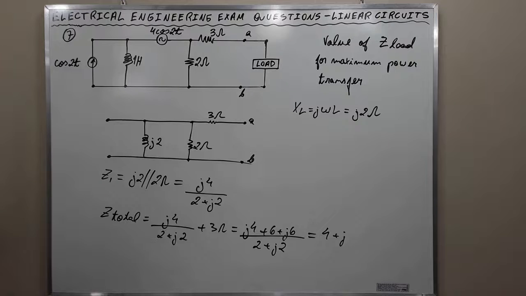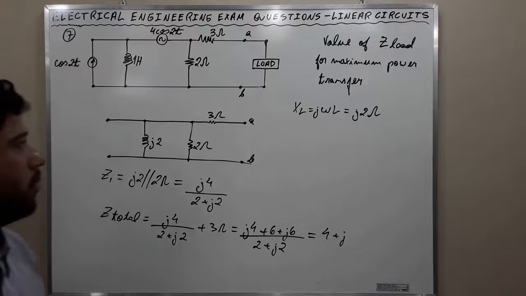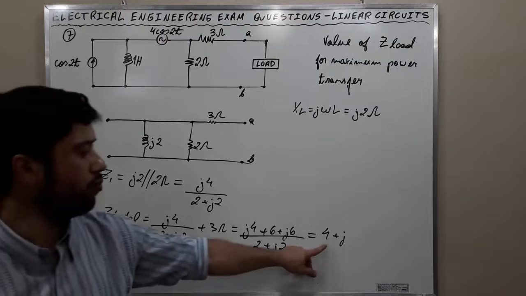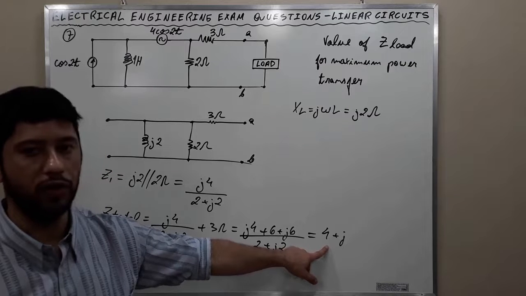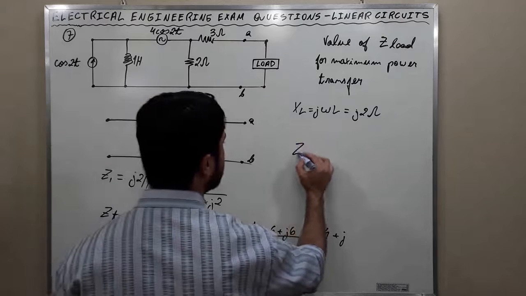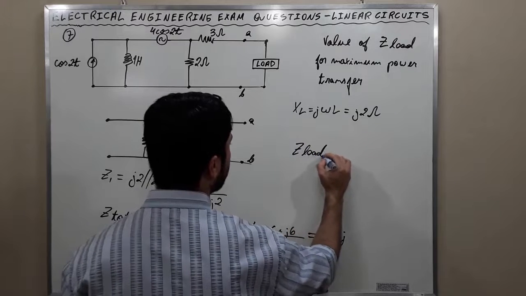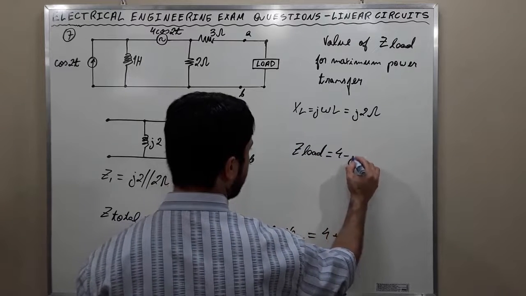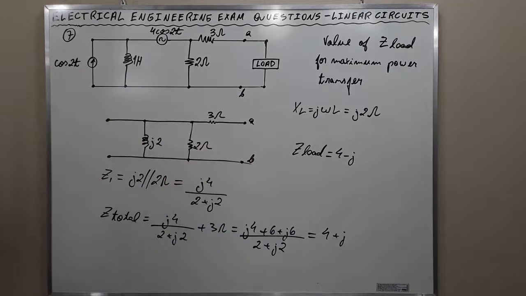And now we can respond to the question: what is the value of the impedance of the load for maximum power transfer? For maximum power transfer, the impedance of the load has to be the complex conjugate of the impedance. Then Z load is 4 minus j.